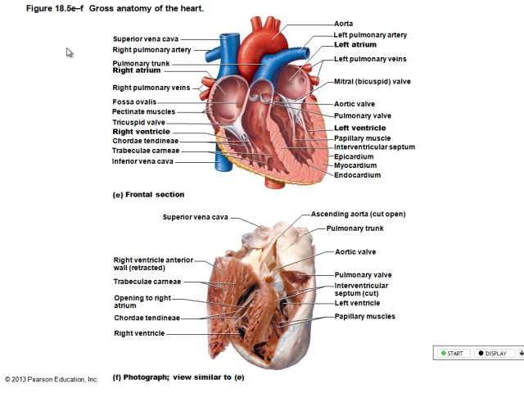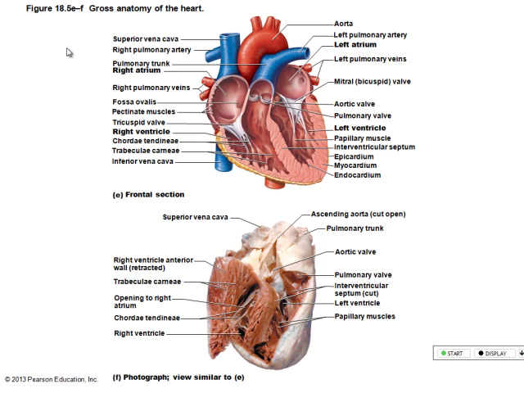The next place my little drop of blood needs to go is, I need a push. I need a push to the lungs. So who's going to help push me out of the heart? The right ventricle. So I need to go through a trap door, and that trap door is called the tricuspid valve. It's also got another name. It's called the right atrioventricular valve. Why do you think we call it the atrioventricular valve? Because it's between the atria and the ventricles.